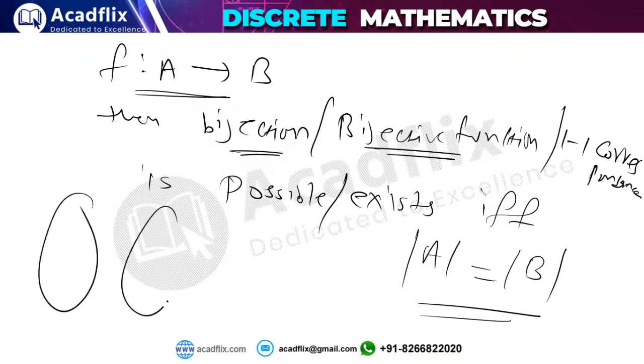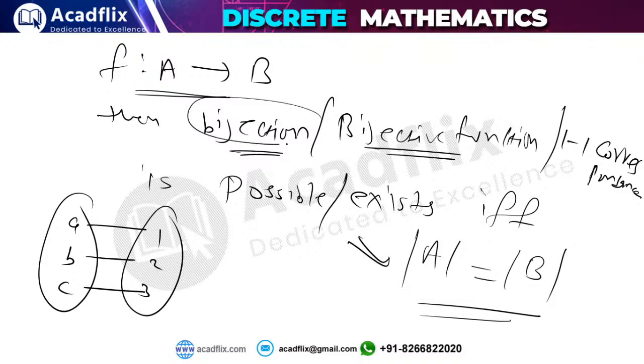Means if you have the same cardinality, A, B, C, 1, 2, 3, then you can easily make a bijection. So if you have the same cardinality, then a bijection function will exist. At least one bijection function will exist if you have the same cardinality. If the cardinality of A is equal to the cardinality of B, then a bijective function will exist, means at least one bijective function will be there.